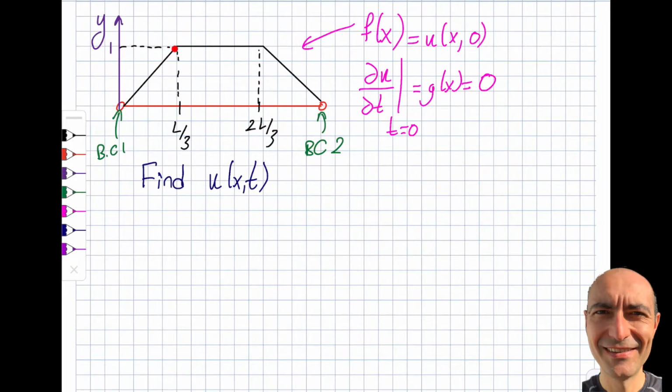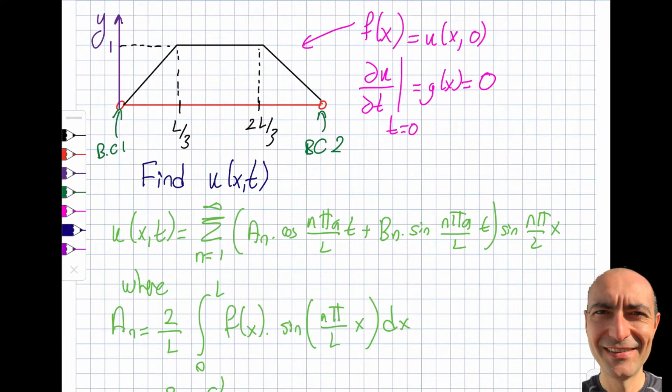The initial shape of the string is like this, and obviously I'm exaggerating this. The displacement cannot be this big compared to L, which is huge. You can see over here g(x) is 0. I don't have to give you this, I can say it in words: the string is released from rest. I'm going to write the wave equation, so I'll be right back.